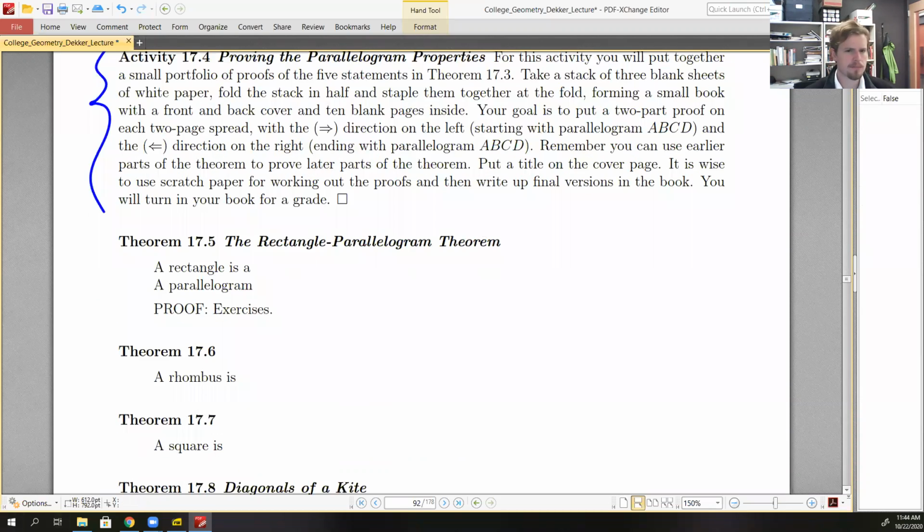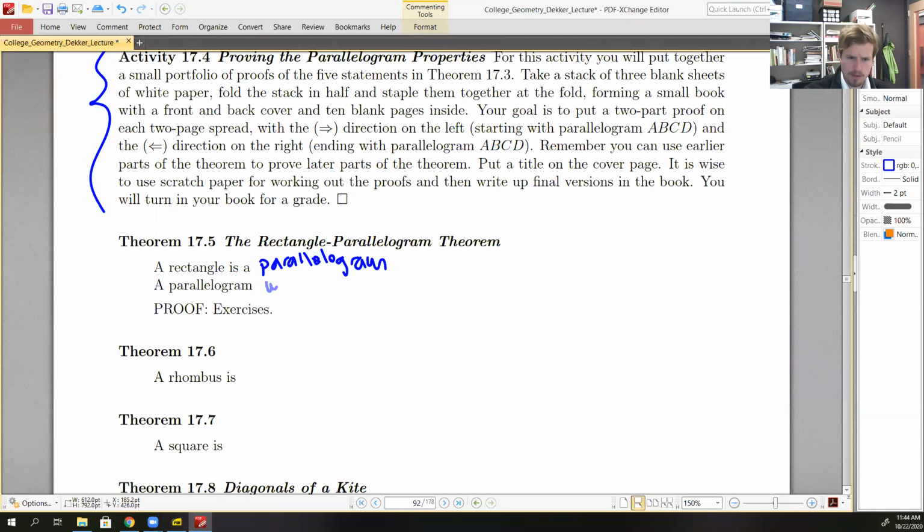All right, so the next theorem is the rectangle parallelogram theorem. Of course, a rectangle is a parallelogram. And under what conditions is a parallelogram a rectangle? Well, only when it has a right angle. So a parallelogram with a right angle, right? We only need it to have one right angle. As soon as it has one, we know the opposite angle is also a right angle.